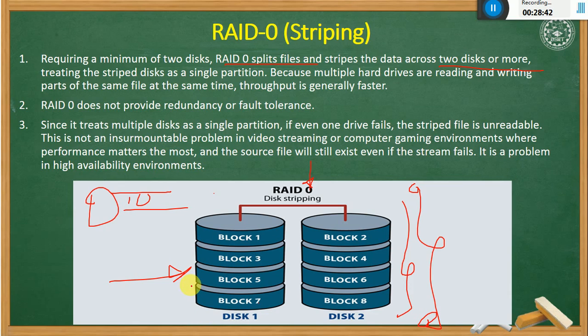What is the drawback? Data is scattered into 2 different disks. It is not directly available, and if there is a loss, a 50% loss of the data is there. That is a problem, and it does not have redundancy. Redundancy means what? Here there is no duplication of data, here there is splitting, striping of data.